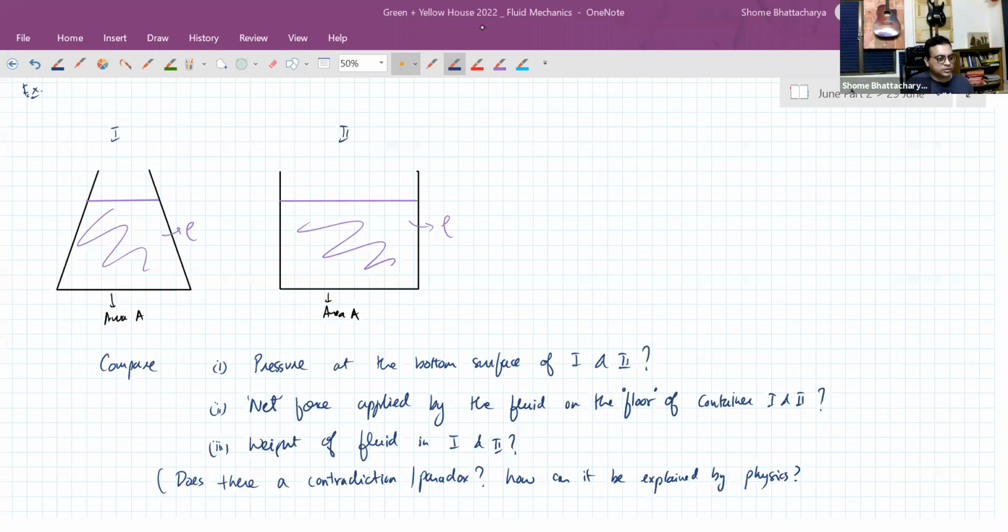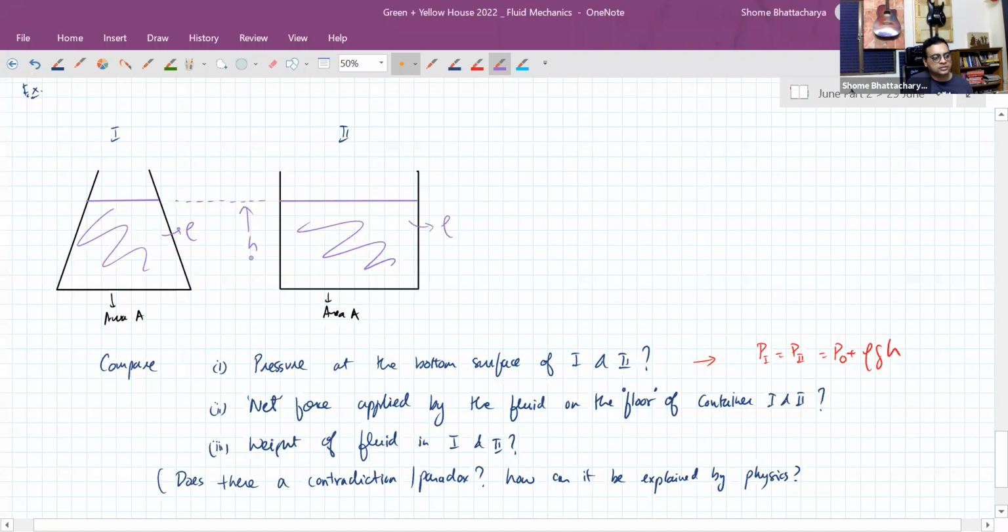Okay, so the solution to this is that, yeah, the volumes are different. But the thing is that the pressure at the bottom of tank 1 is equal to the pressure at the bottom of tank 2, which is atmospheric pressure plus rho gh. Because they are filled up to the same level, as you can see clearly in the diagram that the vertical height is the same.